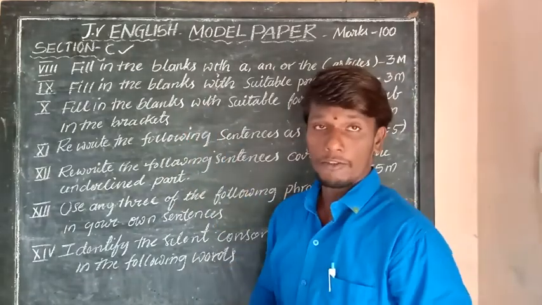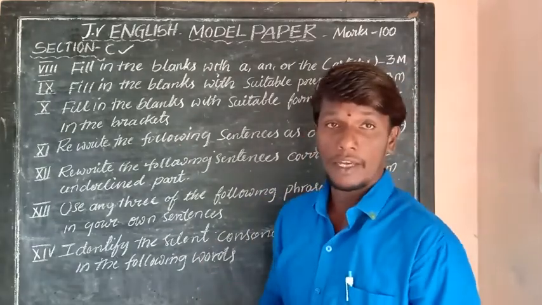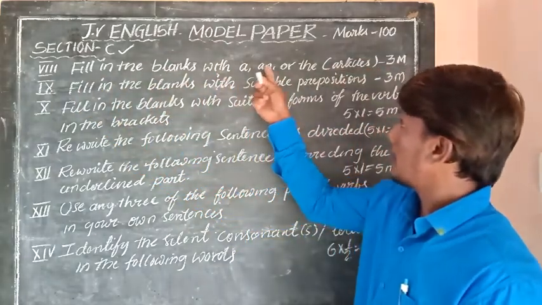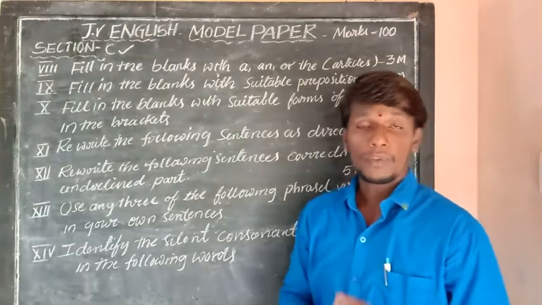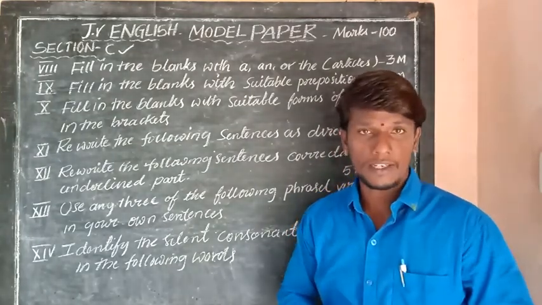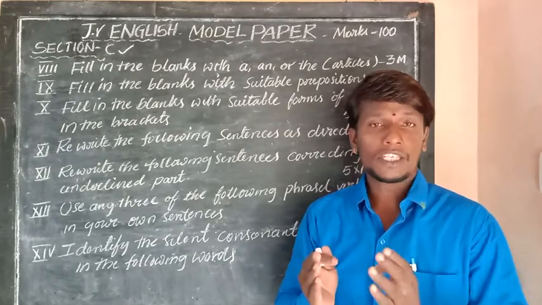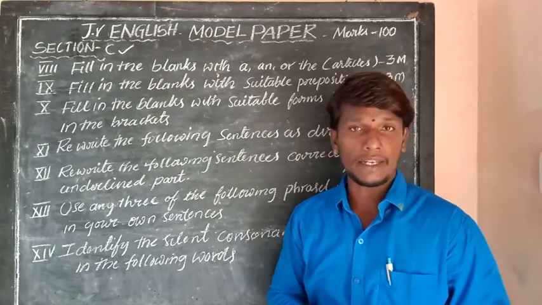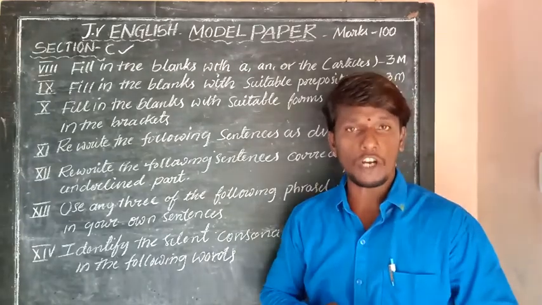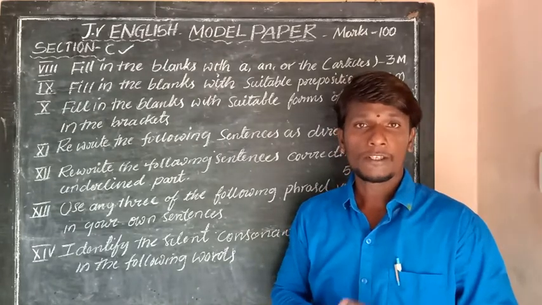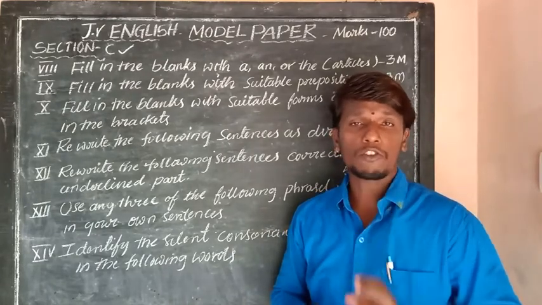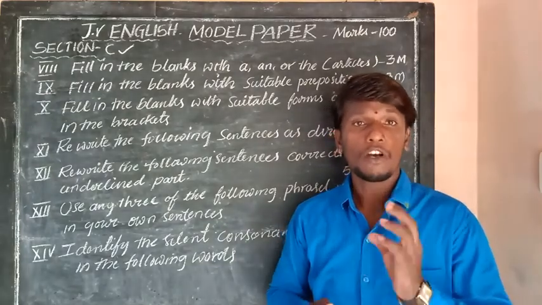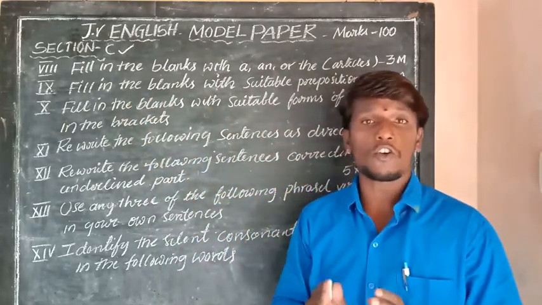Now let us talk about the eighth question, Roman number 8 under section C. Fill in the blanks with A, AN or THE. So fill in the blanks with the suitable articles. I think 6 blanks will be given. You need to fill up all the 6 blanks. Each blank carries half a mark. That means 6 into half is equal to 3 marks. So you need to get 3 out of 3 from articles. You need to have a thorough knowledge of the grammar topic articles. And Roman number 8 is all about articles.